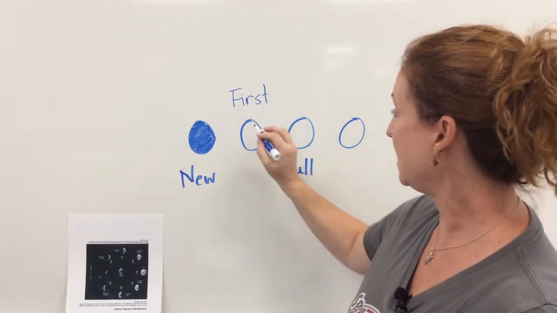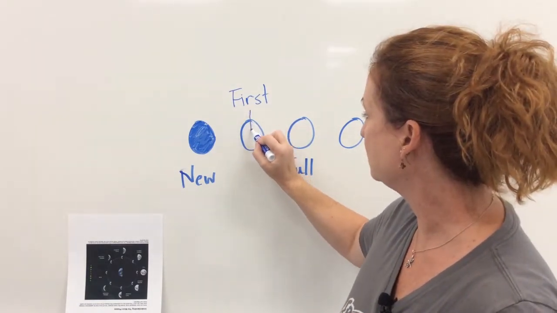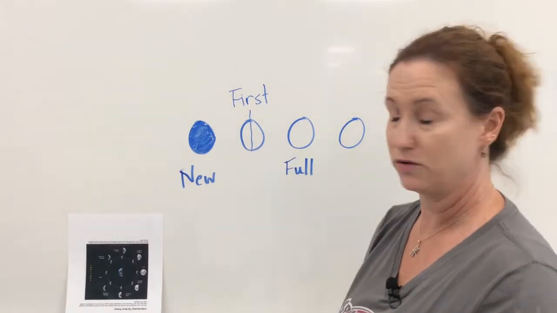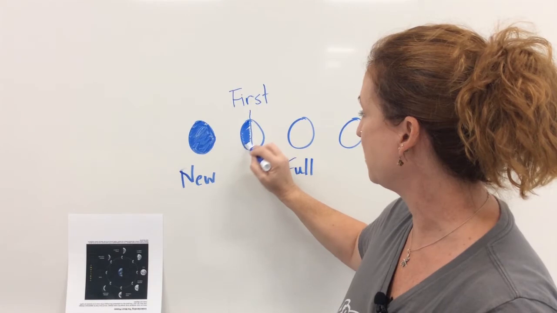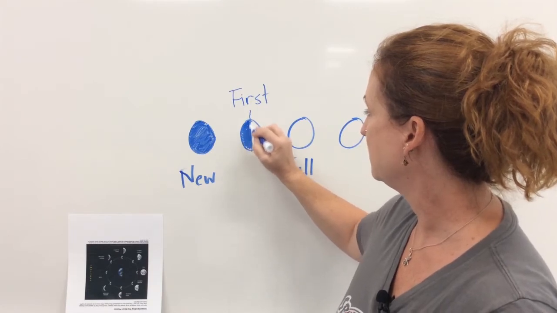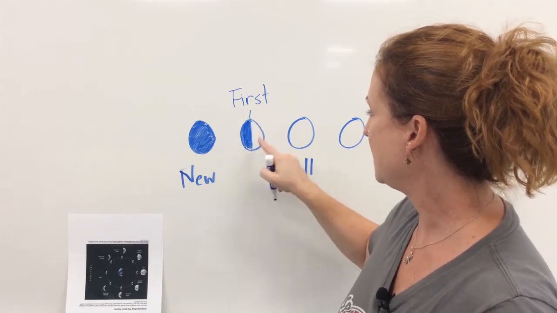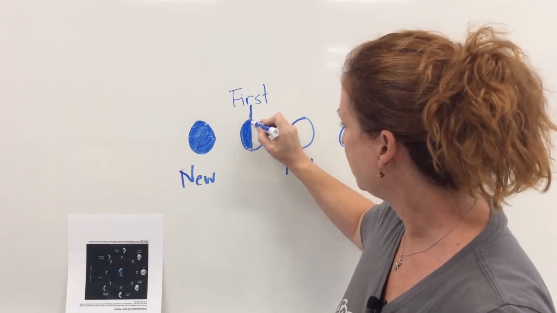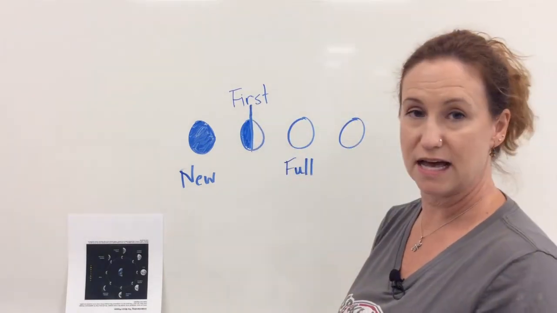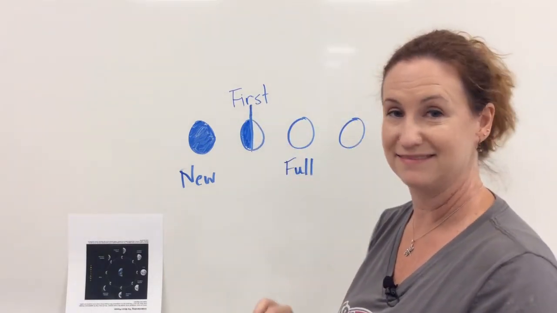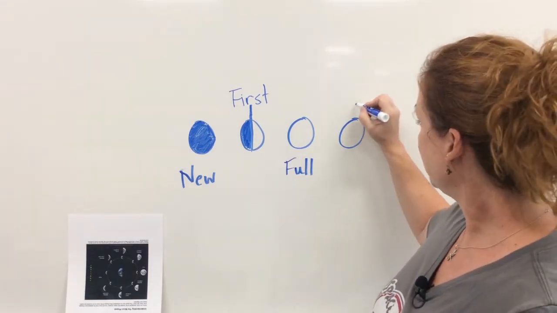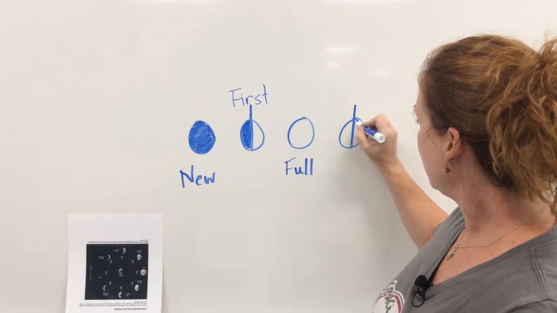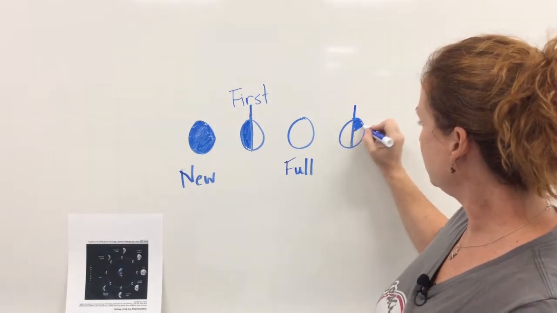And if I draw a line right down the middle, this side is completely shadow, and this side is lit up. And it kind of looks like a letter B. This phase, if I draw a line, is shadow on the other side.